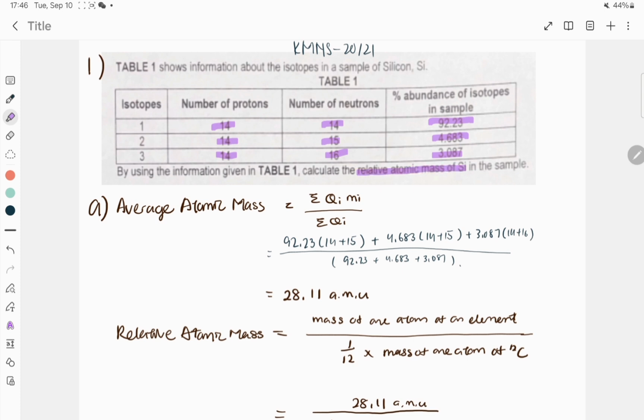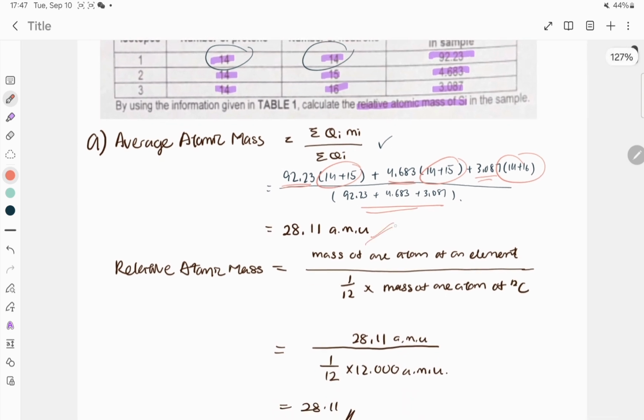First of all, we need to know their mass. So you need to write the formula first, and then sum up the mass times abundance over here, here and here, and then divide by the total abundance, and you will get the value over here.